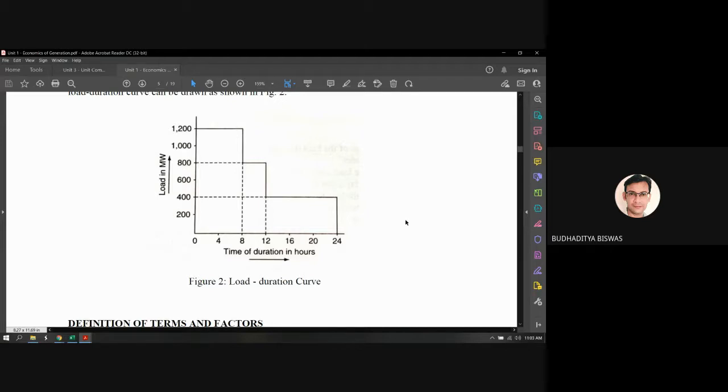Similarly for the 800 also, because when the load demand is 800, we must switch on 2 units simultaneously. So which 2 units do we switch on? 1 2, 2 3 or 1 3? So this study is actually there in the unit commitment.